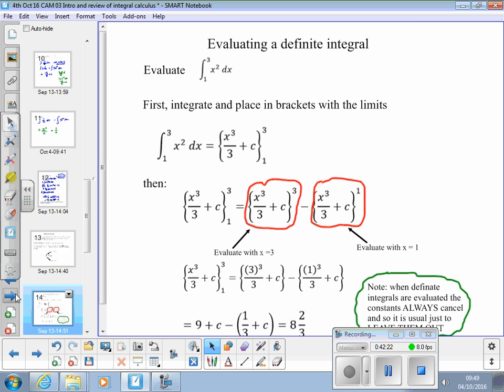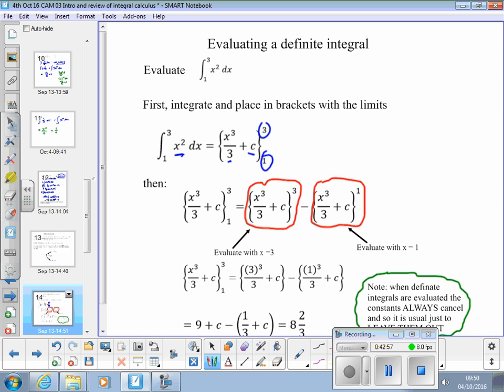So if we look at evaluating that integral, the first thing we have to do is integrate and place in brackets with the limits. So the integral of x squared is x cubed over 3. There. All agree with that, yeah? Add 1 to the index and divide by the new index. And we've got our constant of integration. And then on the brackets we put our top and bottom limits there.